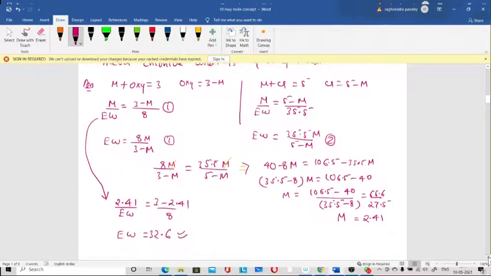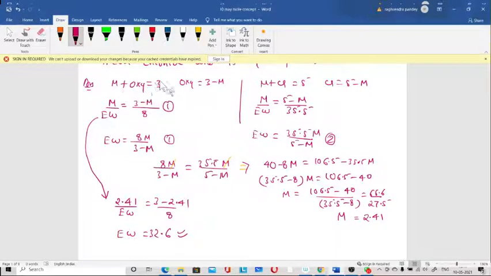Okay, so basically, because metal plus oxygen, again I am repeating, so you should listen, that is the same as that of carbonate and this one. Metal plus oxygen is 3, oxygen is 3 minus m, so metal is attached to (3 minus m) gram of this oxygen, and whatever is attached to 8 gram is the equivalent weight. Then metal plus chlorine is 5, metal is attached to (5 minus m) gram of chlorine, so whatever is attached to 35.5 is the equivalent weight. Now you can solve the equation, and you can get this answer.